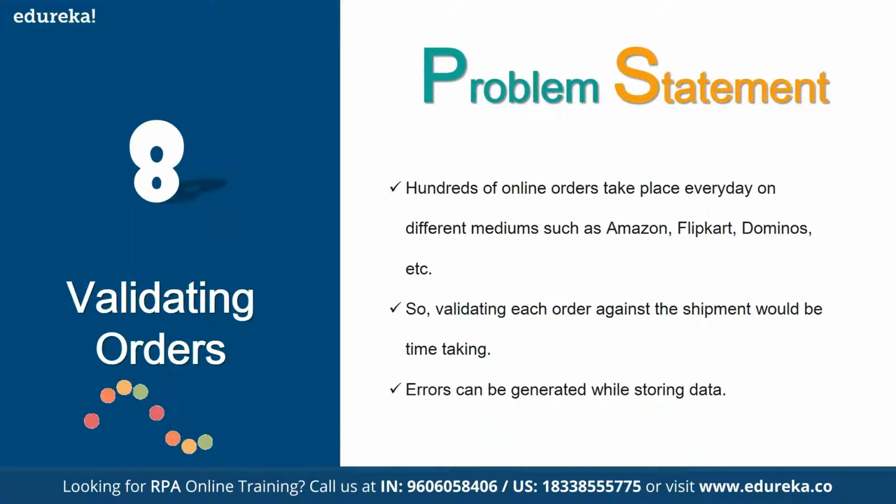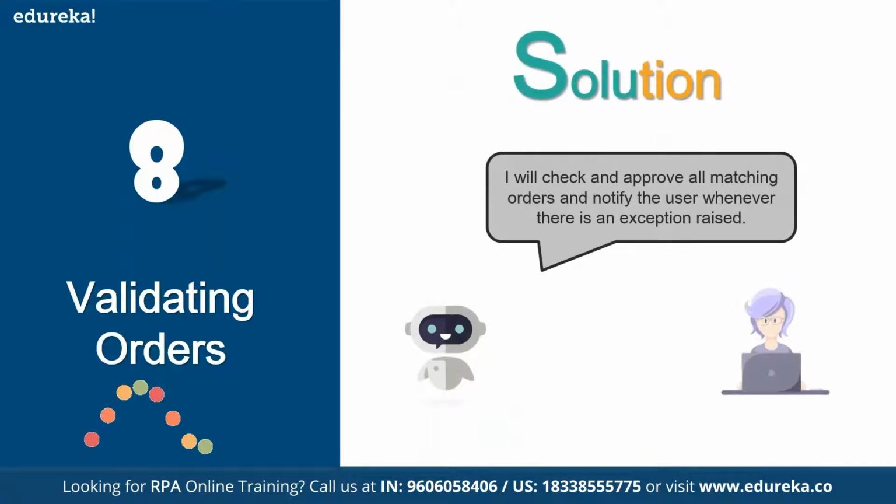You will get a bad review, right? Definitely you will get a bad review saying that, oh, my order has been lately delivered, my order has been lately delivered. So these kinds of things you will hear as a company, which you don't want. So for that, you will do validations on a daily basis, whether the given order has been shipped or not, right? This kind of project can be handled by your bot. So it says, I will check and approve all the matching orders and notify the user whenever there is an exception raised.